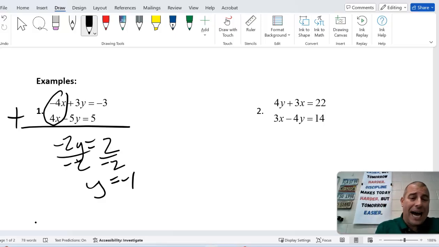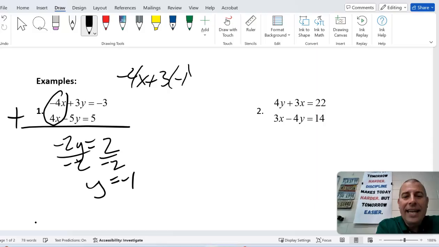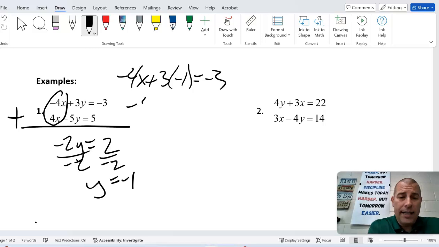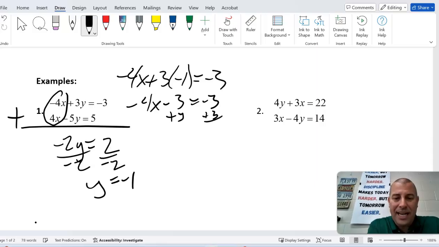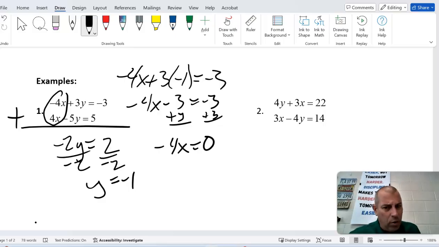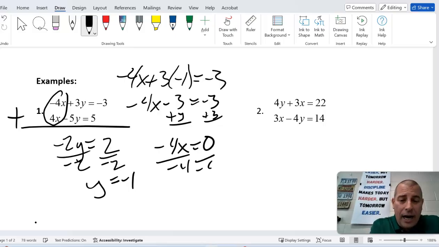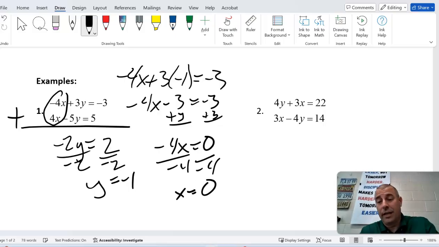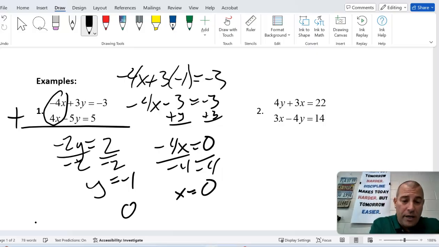I'm just going to grab the top one. So it's negative 4x plus 3 times negative 1, because again, y was negative 1. So negative 4x minus 3 equals negative 3. Let's add 3 to both sides. Negative 4x equals 0. Remember, it's okay to have a 0. We get into no solutions and infinite solutions when the letters go away. We still have an x there, so that's okay. x equals 0 because 0 divided by negative 4 is 0. So there's my ordered pair, (0, negative 1).